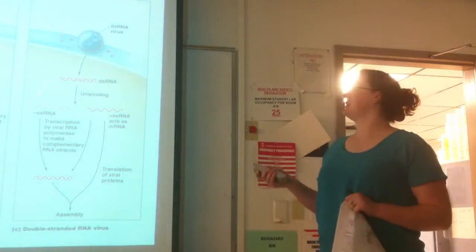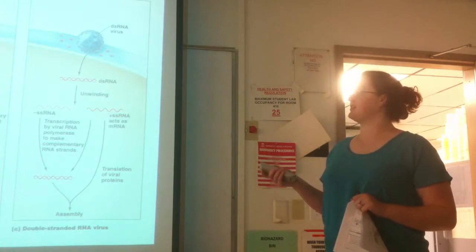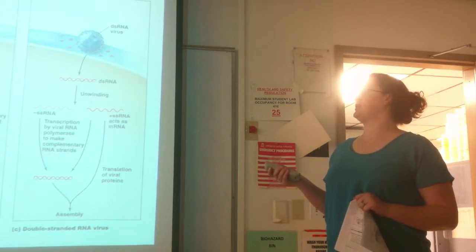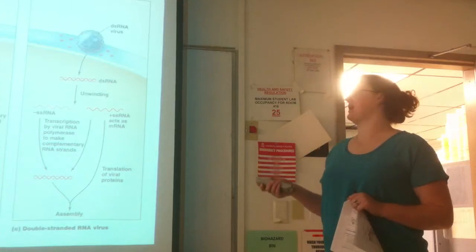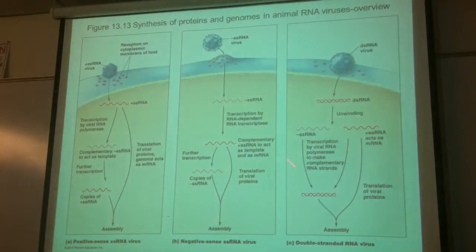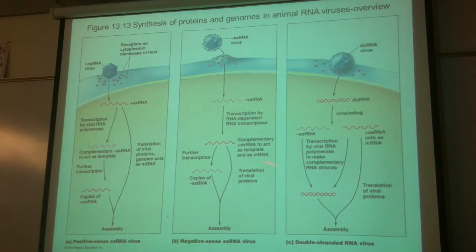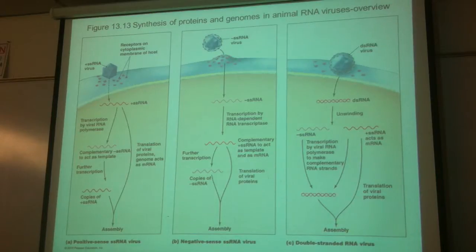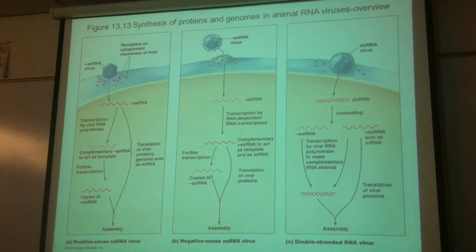Another version, you have the negative strand, and you can simply transcribe it, get the positive strand, and then that could make more copies of your negative. You can also get all of your viral proteins now, because you now have the positive strand. Okay, and then go into assembly.